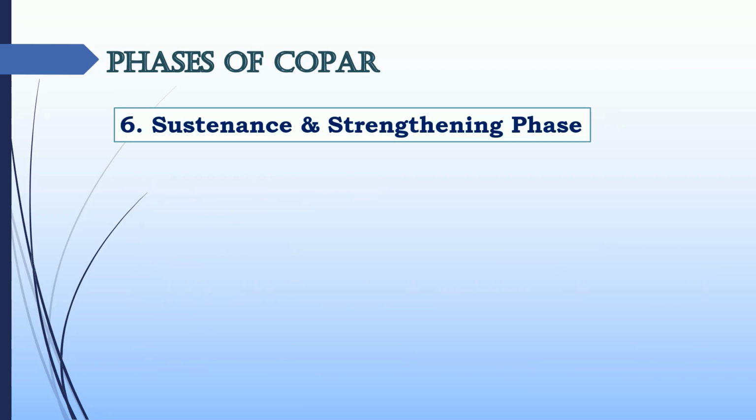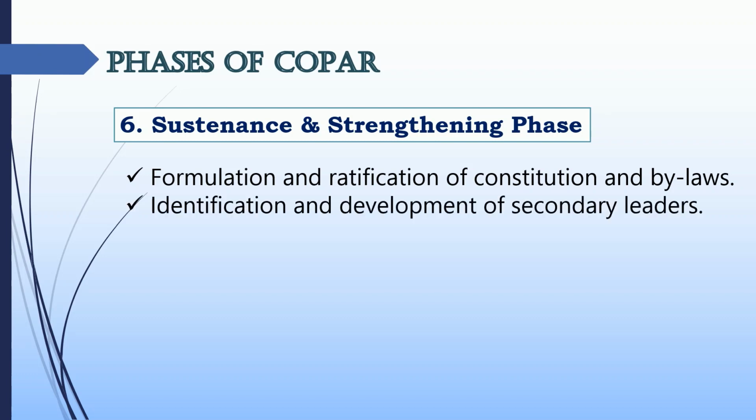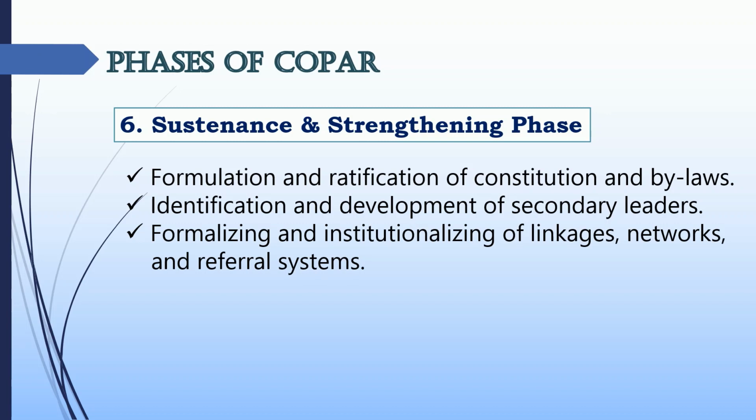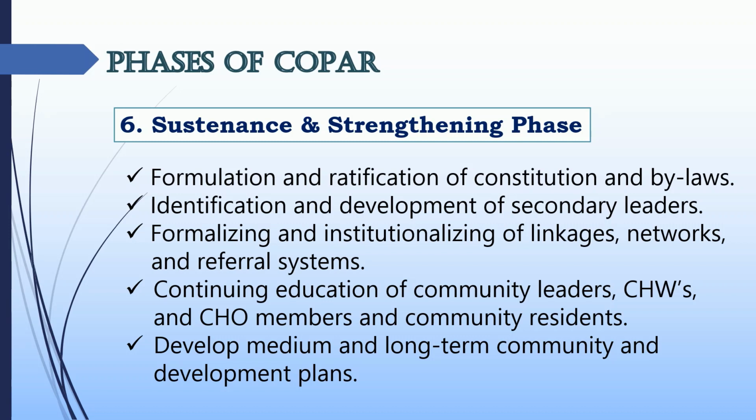Finally is the sustenance and strengthening phase. This is done by the people. These are the activities: formulation and ratification of constitution and bylaws, identification and development of secondary leaders, formalizing and institutionalizing of linkages, networks, and referral systems, continuing education of community leaders, CHWs and CHO members, and community residents. Lastly, develop medium and long-term community and development plans.